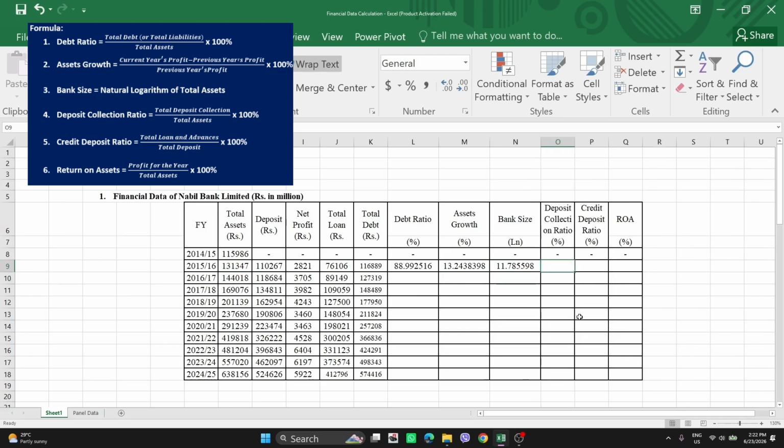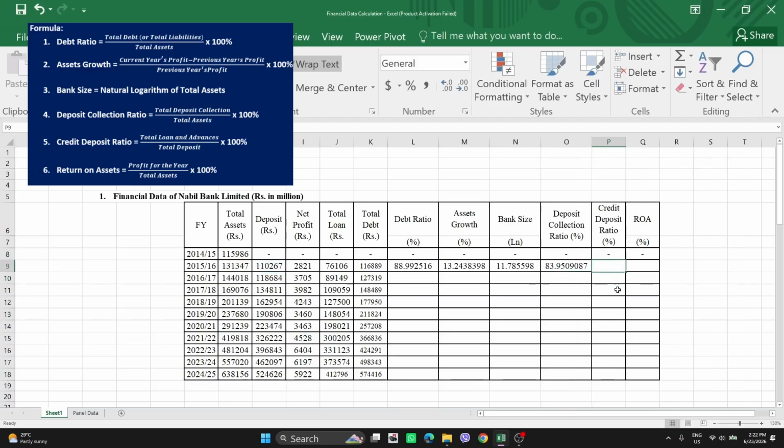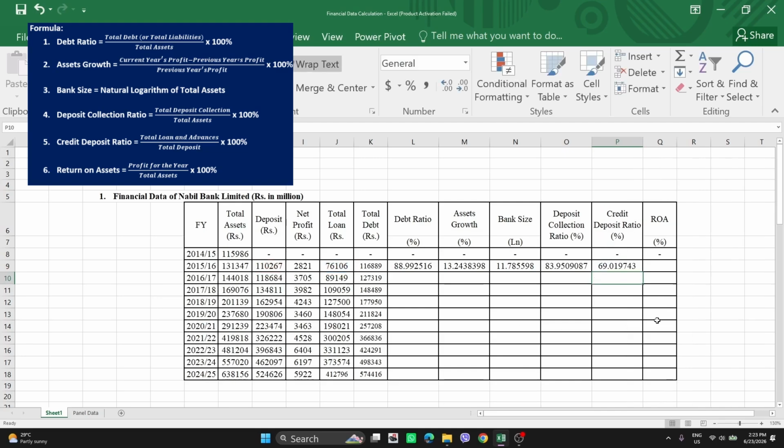Deposit collection ratio can be calculated by typing equals total deposit divided by total assets multiplied by 100 percentage. And credit deposit ratio. The formula for the credit deposit ratio is total loan and advance divided by total deposit. And here in Excel, we can have the credit deposit ratio by typing equals total loan divided by total deposit, then multiplied by 100 percentage. Then we get the figure of credit deposit ratio.